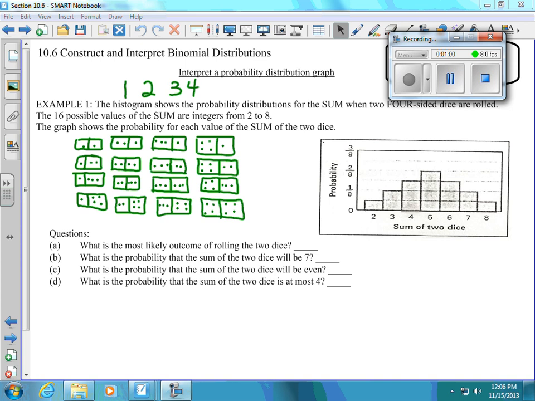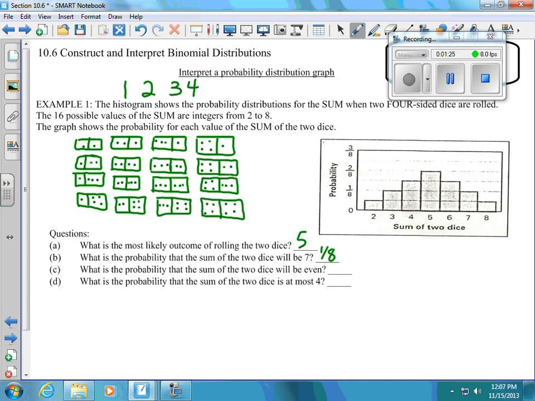So what is the most likely outcome for rolling the two dice? Well, what's the tallest bar? The tallest bar is 5. So the most likely outcome is a 5. What is the probability that the sum of the two dice will be 7? Well, if I look on my chart, 1 out of 8. So 1/8 chance.